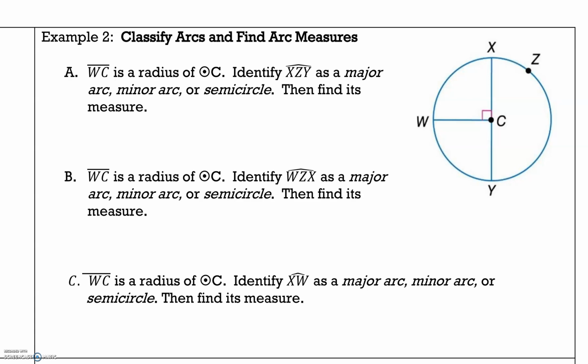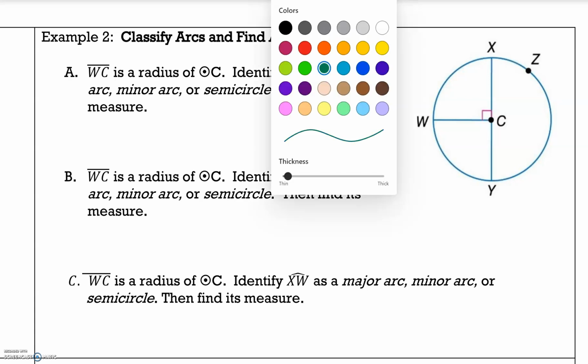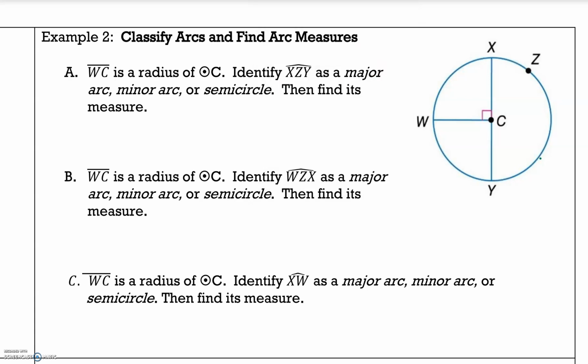So on this next one here, WC is a radius, and we want to identify X, Z, Y. So we go from X to Z to Y, and that would be a semicircle because it goes halfway, and we know a semicircle is 180 degrees.